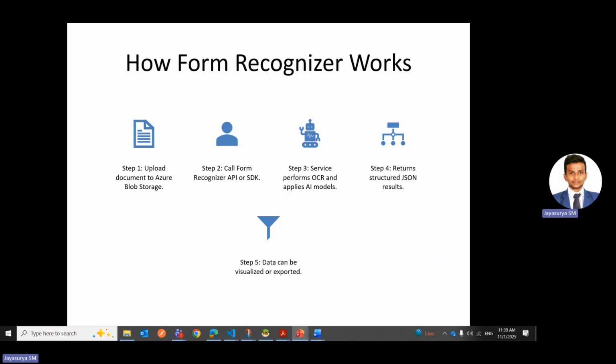You can deploy Form Recognizer as a standalone service or embed it within a larger intelligent workflow. For example, you might use it as the first step in a pipeline that includes document classification, summarization, and storage. Or you might integrate it with Azure Cognitive Search to build a searchable document repository, right?